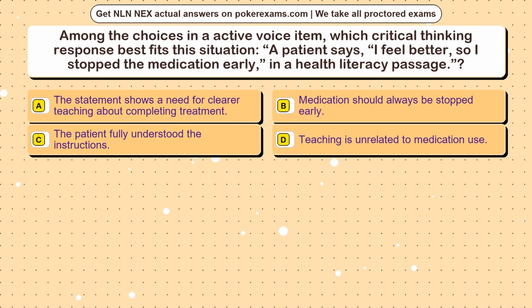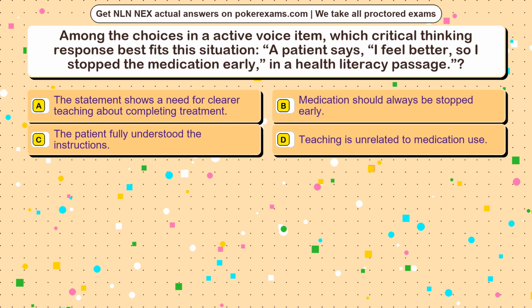Question 15. Among the choices in an active voice item, which critical thinking response best fits this situation? A patient says, "I feel better, so I stopped the medication early," in a health literacy passage. Option A. The statement shows a need for clearer teaching about completing treatment. Option B. Medication should always be stopped early. Option C. The patient fully understood the instructions. Option D. Teaching is unrelated to medication use.